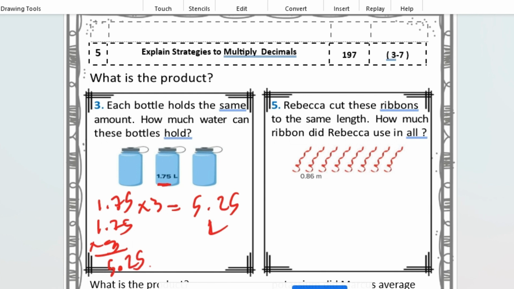Now Rebecca cut these ribbons to the same length. How much ribbon did Rebecca cut in all? So there are 1, 2, 3, 4, 5, 6, 7, 8 ribbons, and each ribbon is 0.86 meters. So 0.86 times 8 is 6.88 meters.